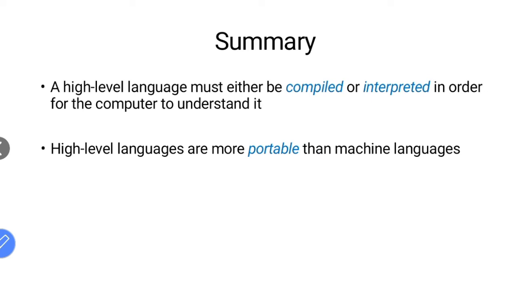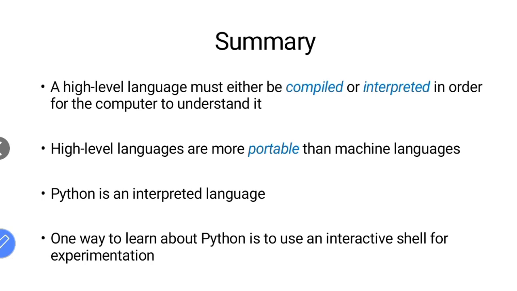Just like if we talk about machine language, a program written for Intel is not executable on an IBM machine. But a program written in either Java or Python is executable on an Intel machine or an IBM machine where they have a suitable compiler or interpreter. Python is an interpreted language, and Java and C++ are compiled languages. One way to learn about Python is to use the interactive shell for experimentation.